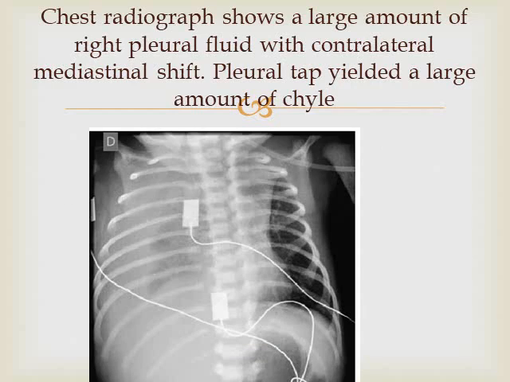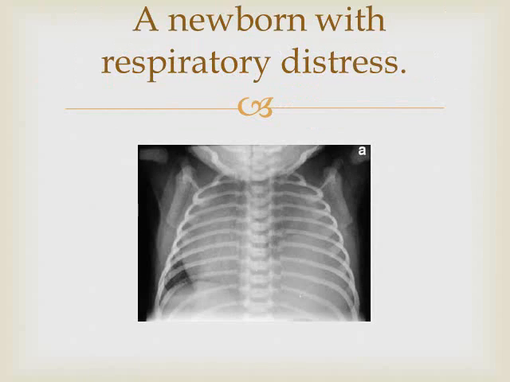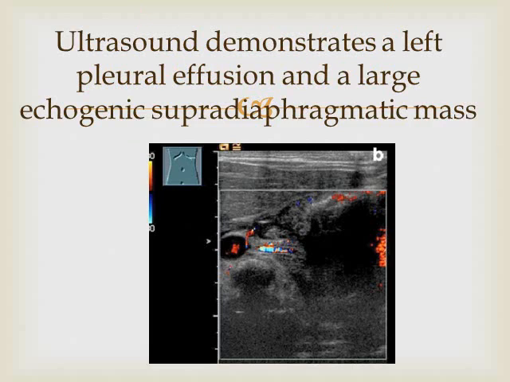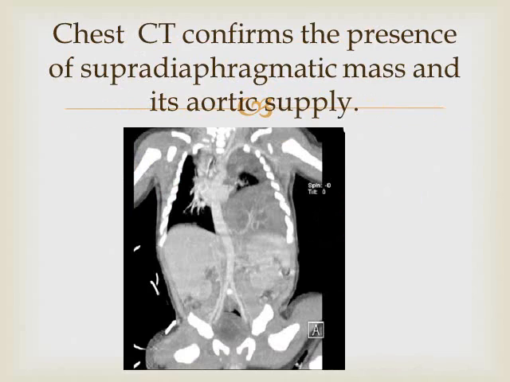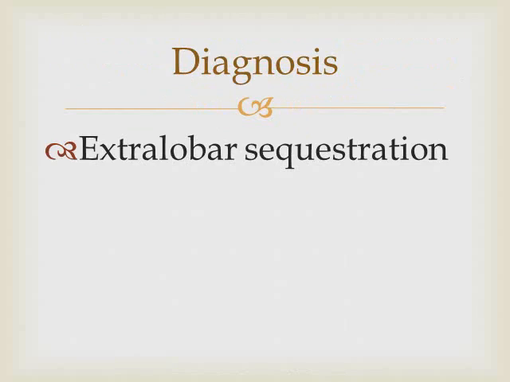So this is a chest X-ray of a neonate which shows a large amount of right pleural fluid with contralateral mediastinal displacement. Here pleural tap yielded a large amount of chylous fluid. This is another newborn who presented with respiratory distress. Ultrasound demonstrated a left pleural effusion and a large echogenic supradiaphragmatic mass. Chest CT confirms the presence of the supradiaphragmatic mass and its aortic supply. The final diagnosis was extralobar sequestration.